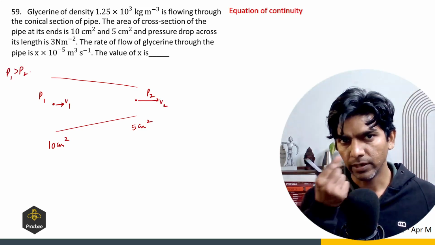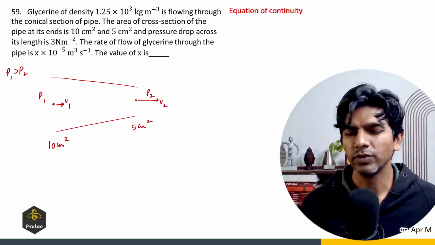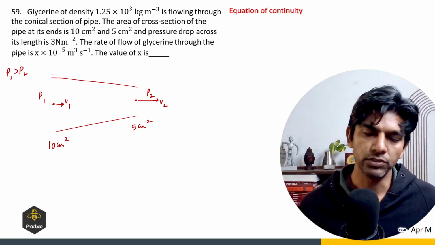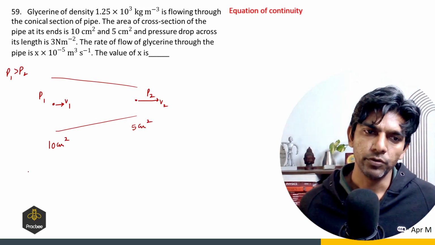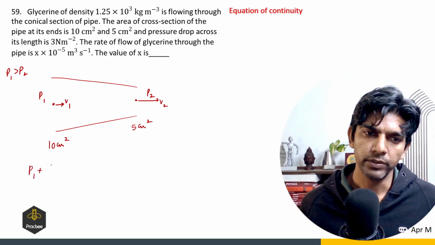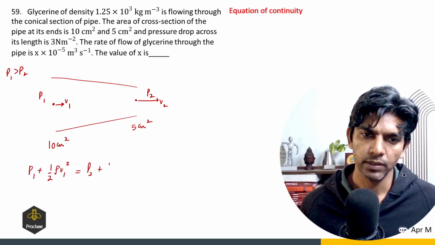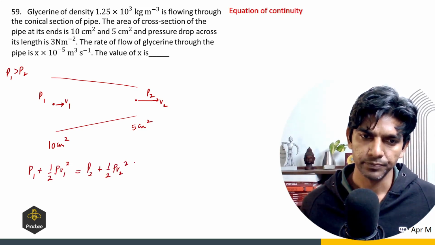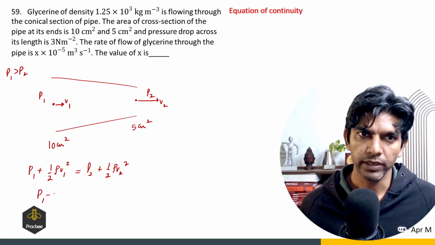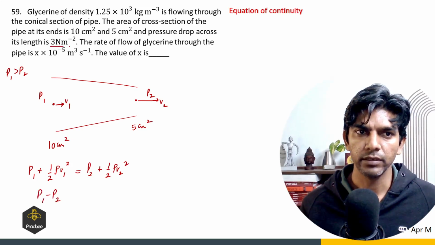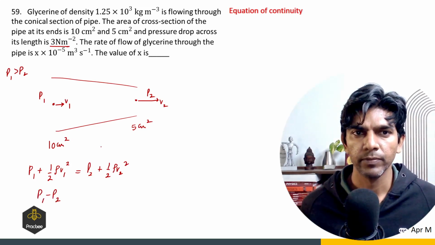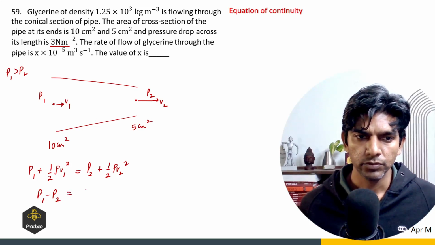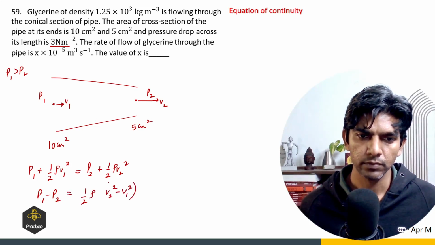So we have to find the rate of flow of glycerin through the pipe. So first of all, here we have to apply Bernoulli's equation. In case of a horizontal pipe, we can say P1 plus half rho V1 square is equal to P2 plus half rho V2 square. And P1 minus P2 is given to us, which is 3 Newton per meter square. So it will be half rho, V2 square minus V1 square, right?